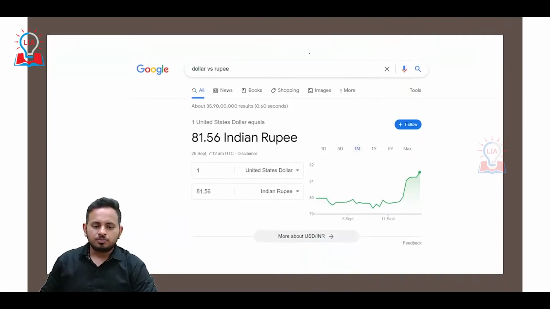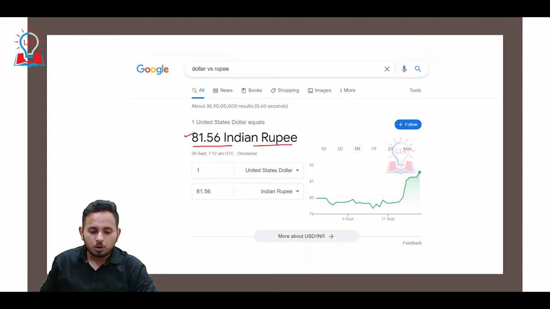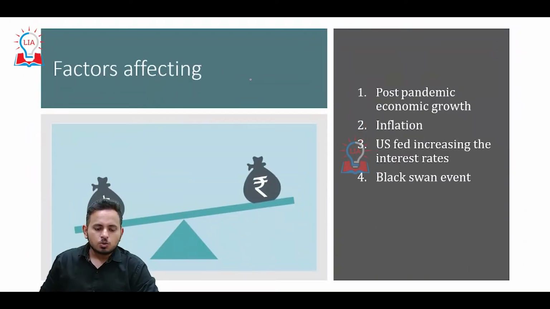Let's start. So you can see here, the Indian rupee is trading at 81.56 rupees against the dollar, and this is the all-time low for the Indian rupee in the history of the Indian economy. So let's discuss what led to the downfall of the Indian rupee. See, everything started from the post-pandemic economic growth spurt.